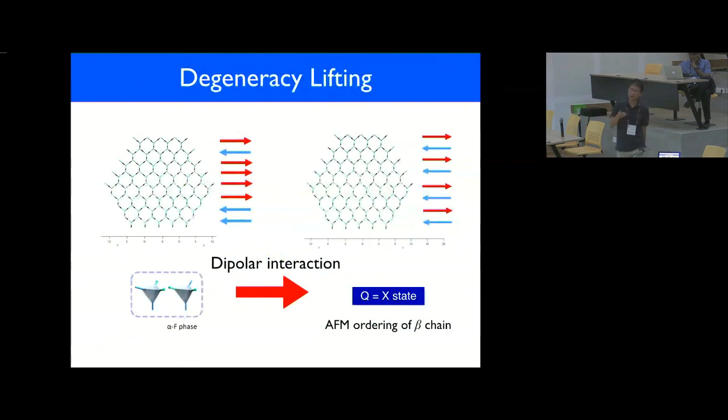So without dipolar interaction, there's no ordering of these chains. Their energies are equivalent, so there's no ordering. But if you turn on the dipolar interaction, then the system will pick up this kind of ordering, because of this dipolar interaction in this plane, they want to be antiferromagnetically aligned. Okay? So basically, we understood this transition as antiferromagnetic ordering of this chain, and this chain is what people call the beta chain.